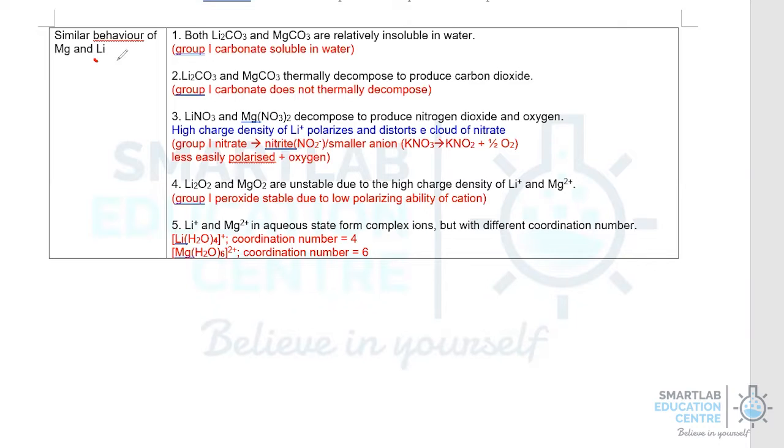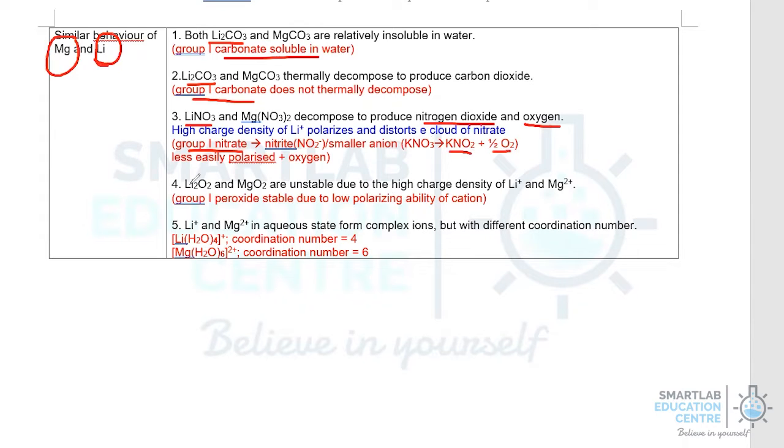On the other hand, lithium and magnesium share a similar diagonal relationship. Which is the reason why lithium carbonate will tend to behave more like a group 2 carbonate. Otherwise, for group 1 carbonates, we all know they are all soluble in water, but not the case for lithium carbonate. Next, lithium carbonate is able to thermally decompose to form carbon dioxide, like group 2 carbonates. You will learn in O level that group 1 carbonates do not undergo thermal decomposition. Lithium nitrate will decompose to form nitrogen dioxide and oxygen, again like group 2 nitrates. However, group 1 nitrates, you will learn at O level, only decompose to form oxygen, and you will produce a nitrite.